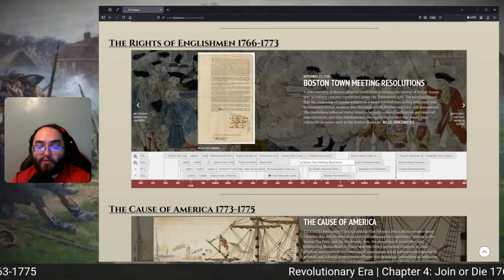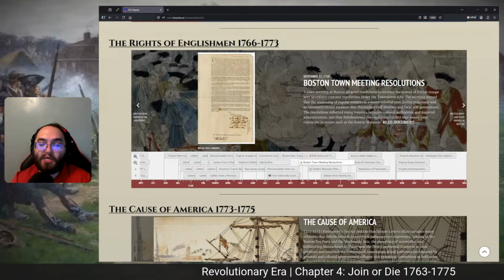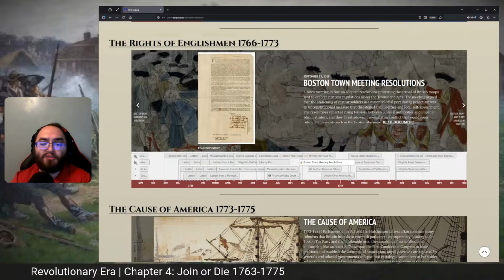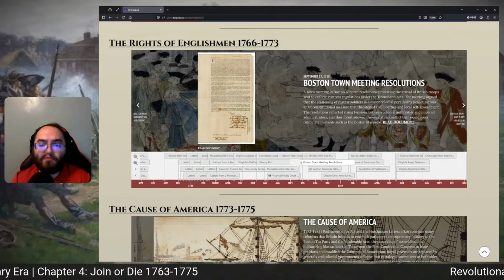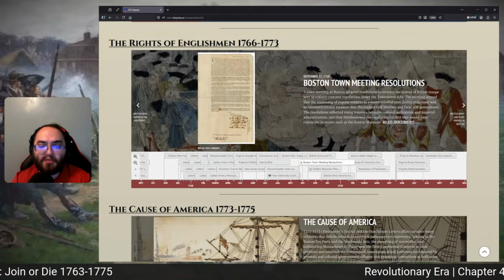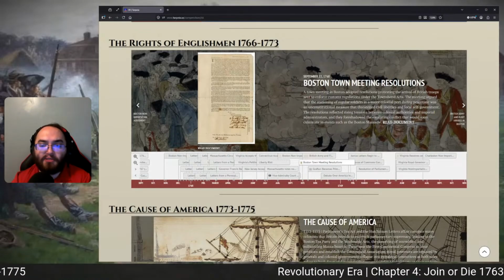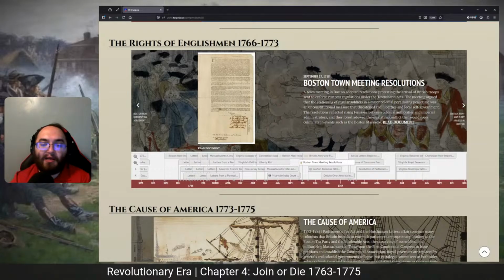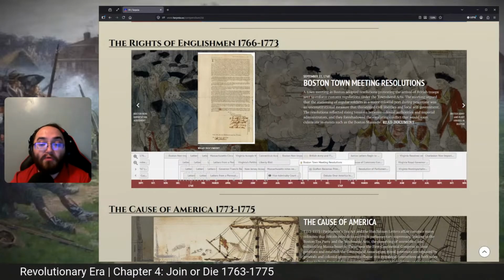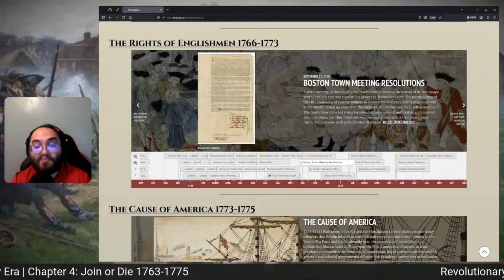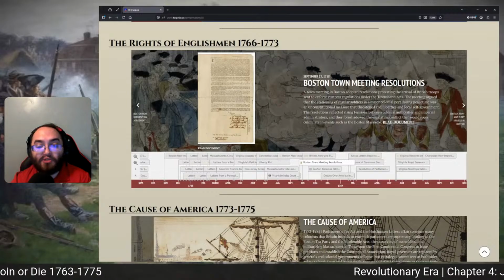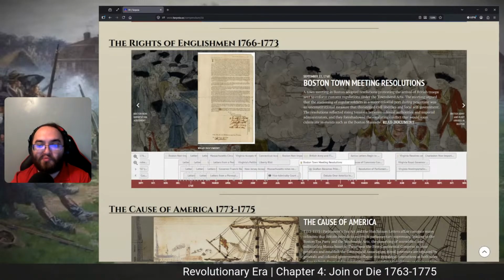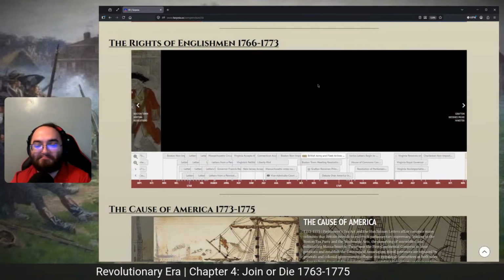The meeting argued that the stationing of regular troops in a major colonial port during peacetime was an unconstitutional measure that threatened civil liberties and local self-government. The resolutions reflected rising tensions between colonial authorities and imperial administrators, and they foreshadowed the escalating conflict that would soon culminate in events such as the Boston Massacre. Ooh. So we're starting to get close to that.